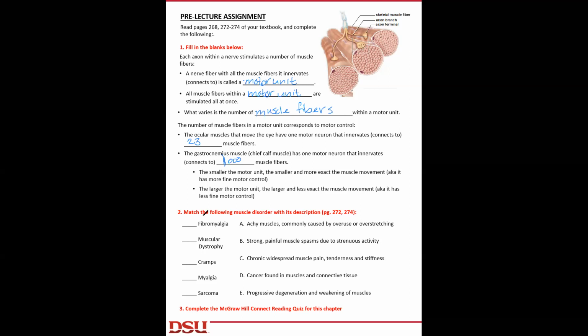All right, following disorder with its description, fibromyalgia is C. Muscular dystrophy is E. Cramps, B. Myalgia, A. And sarcoma is D.